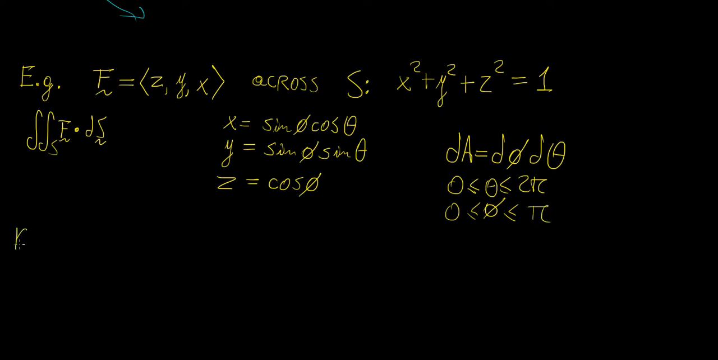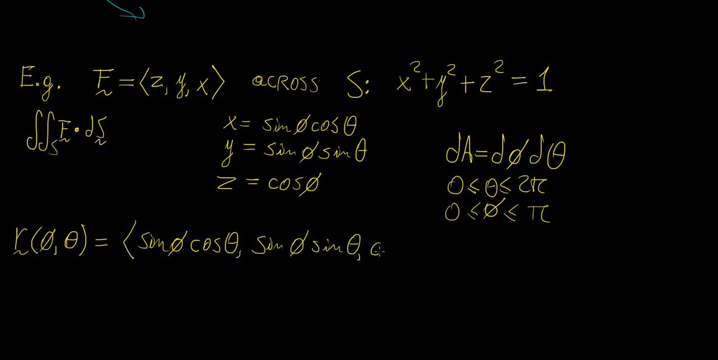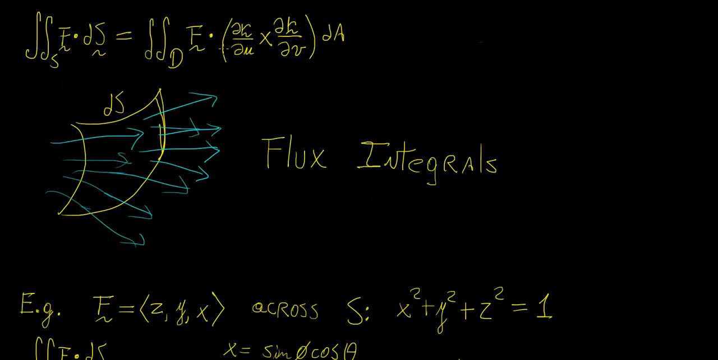Now we can write the parametric surface in terms of phi and theta as follows: sine phi cosine theta, sine phi sine theta, and cosine of phi. Notice that in this case we're not actually going to use the magnitude of this. We're just going to use the vector itself, because when we take the dot product of two vectors, we get a scalar value, which is what we want to integrate.